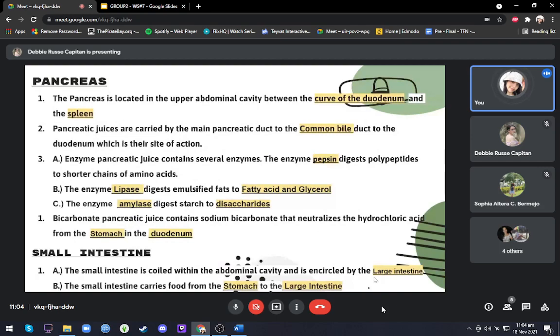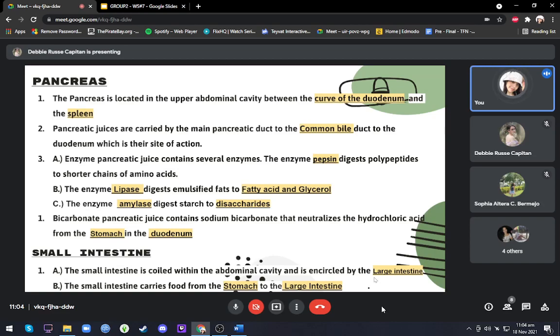Let's move on to the pancreas. Number 1, the pancreas is located in the upper abdominal cavity between the curve of the duodenum and the spleen. 2, pancreatic juice is carried by the main pancreatic duct to the common bile duct to the duodenum, which is their site of action. 3A, pancreatic juice contains several enzymes.